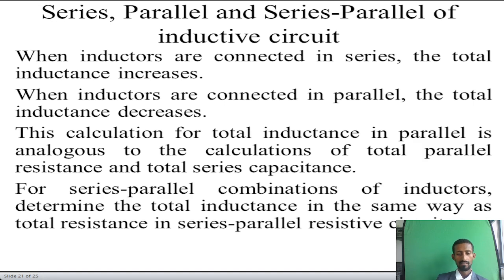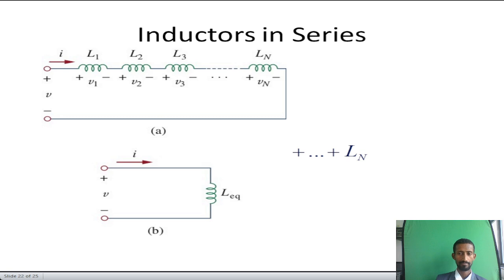If you remember, the calculation of capacitors and resistors in series and parallel connection is not the same, but here the series and parallel connections of inductance and resistors are the same. A series-parallel combination of inductors determines the total inductance in the same way as total resistance in series-parallel resistive circuits. It is similar to the resistor connection, so we can add easily.